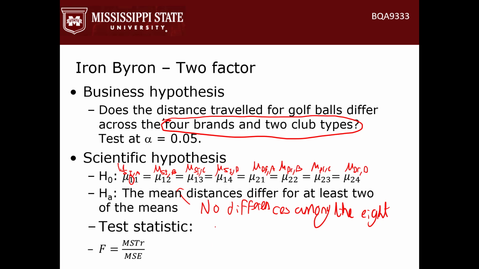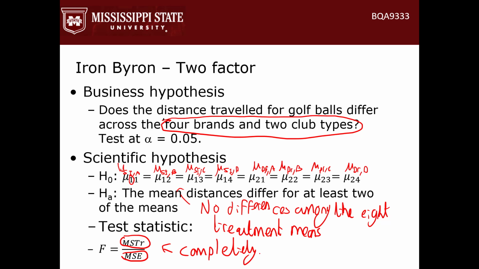And for ANOVA, apart from the interaction test, the HA is always the same. At least 2 treatment means differ. So the test statistic is the mean squared treatment over the mean squared error. Remember, we're just doing a completely randomized design on the omnibus test on these 8 means.